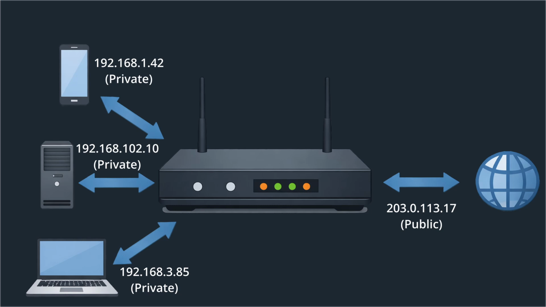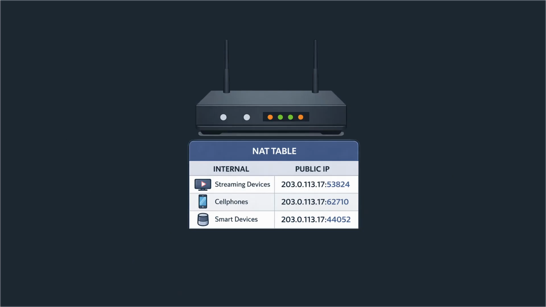Every device in your home network has a private IP address. When a device sends traffic to the internet, the router translates that internal address to the router's public IP. The router keeps track of which internal device started the connection so it knows where to send the response. This is where the NAT table comes in.